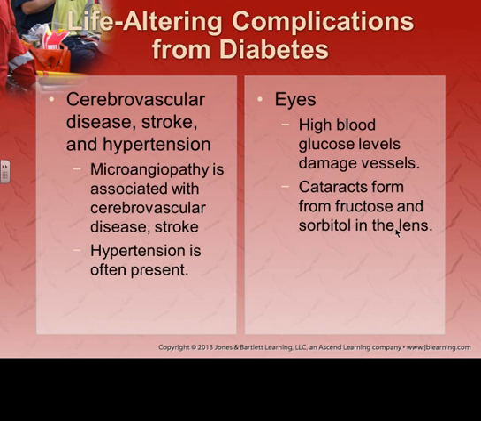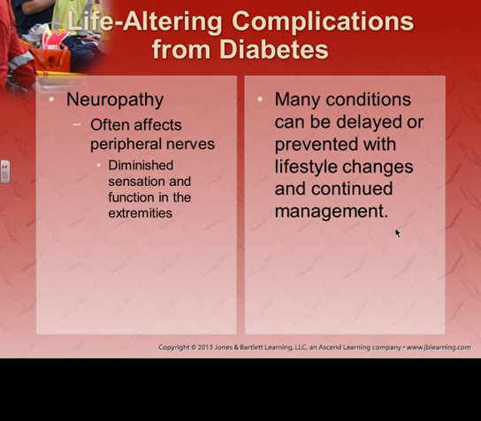So, if you've got clots, if you've got issues with the vasculature, you can bet your bottom dollar that you stand risk for CVA, stroke, hypertension, and that microangiopathy is associated with that. Eyes. High blood glucose levels will damage the vessels. Often you can see cataracts, you can have diabetic retinopathy. Neuropathy. Neuropathy is a bad deal.